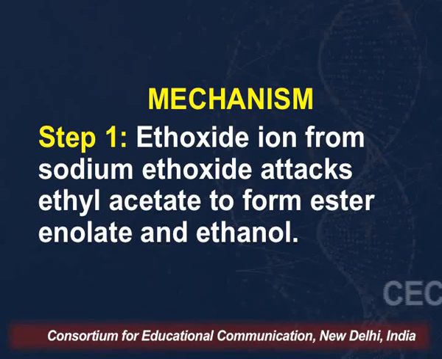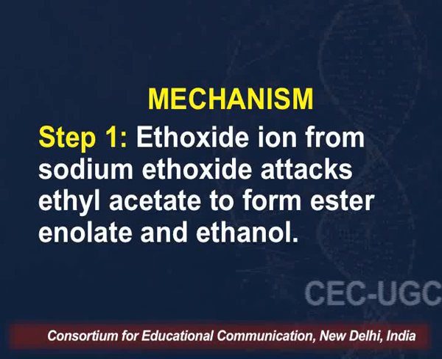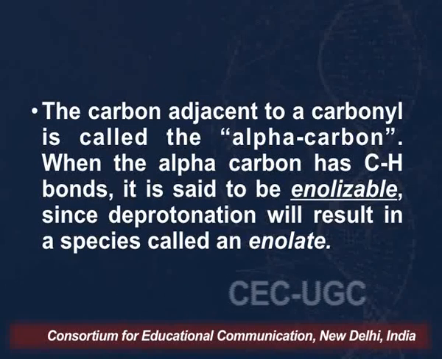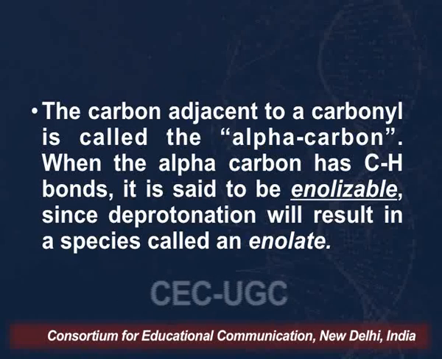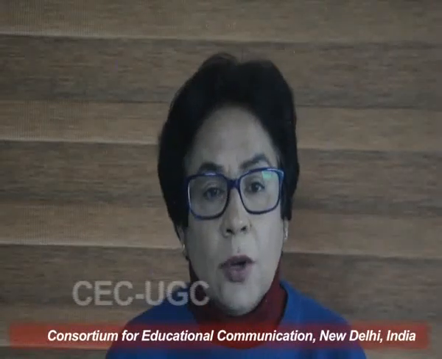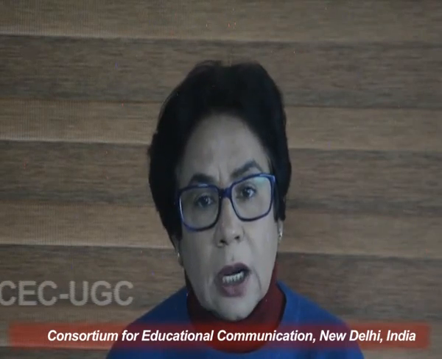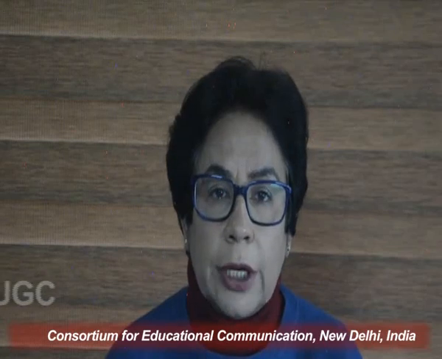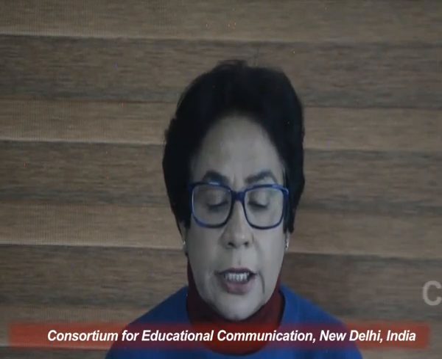So what is the mechanism of the reaction now? Ethoxide ion from sodium ethoxide attacks the ethyl acetate to form enolate anion and ethanol. Why does this happen? Because the carbon atom adjacent to the carbonyl group is the alpha carbon, and the hydrogens attached to it are enolizable. Why is it so? Because the carbonyl carbon pulls the electrons towards itself, as a result of which the bond between the alpha carbon and the alpha hydrogen is weakened, and these hydrogens can be deprotonated easily. That is, they are said to be enolizable, and they result in the formation of enolate ion.